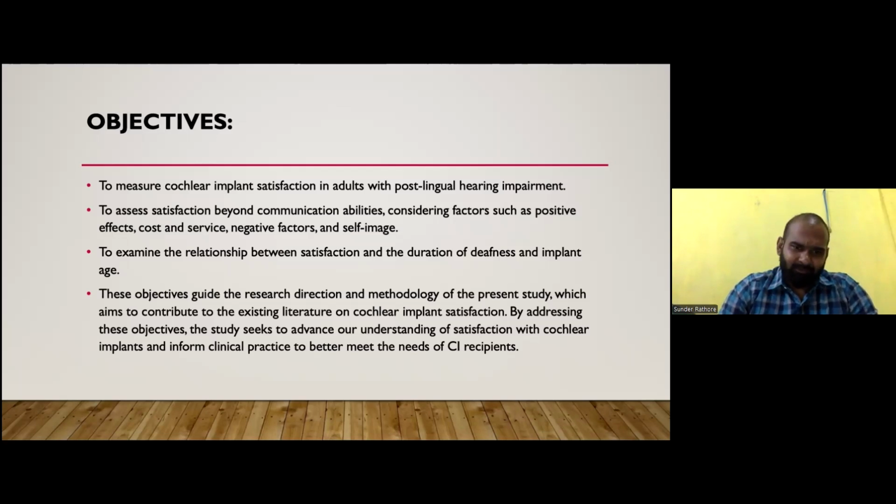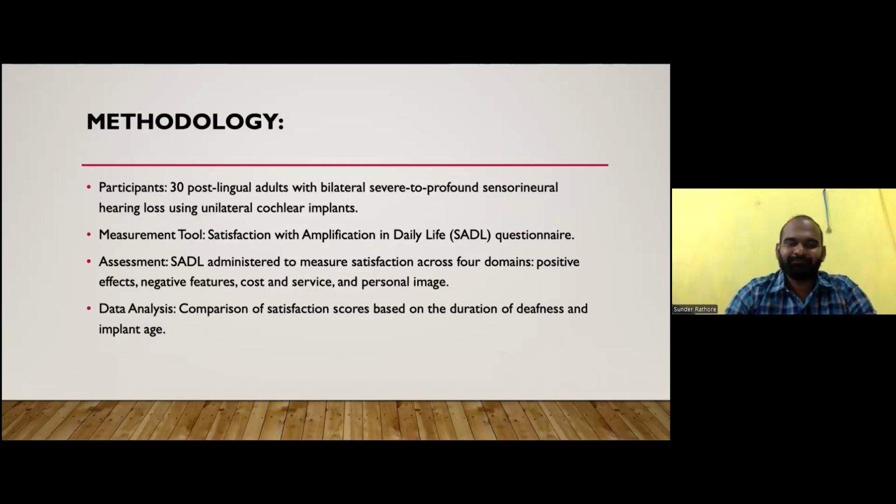So these objectives guide the research into the methodology of the present study, which aims to contribute to the existing literature on cochlear implant satisfaction. So by addressing these objectives, the study seeks to advance our understanding of satisfaction with cochlear implants and inform clinical practice to better meet the needs of cochlear implant recipients.